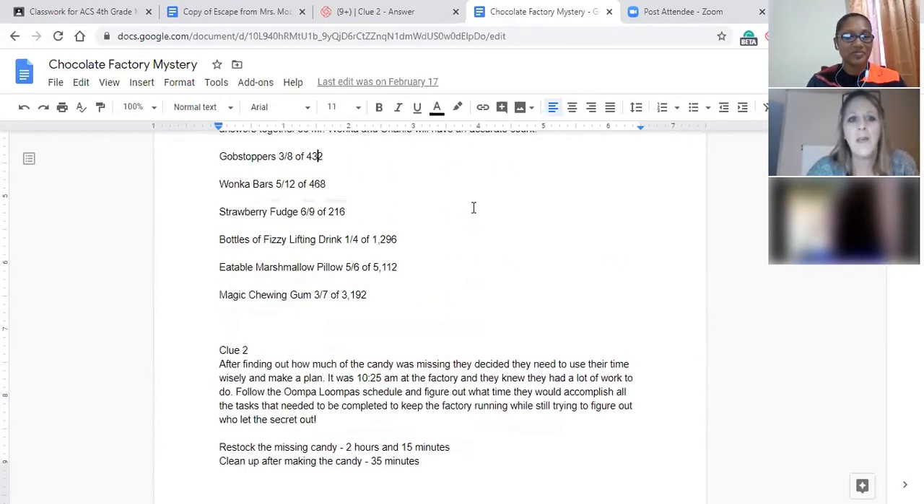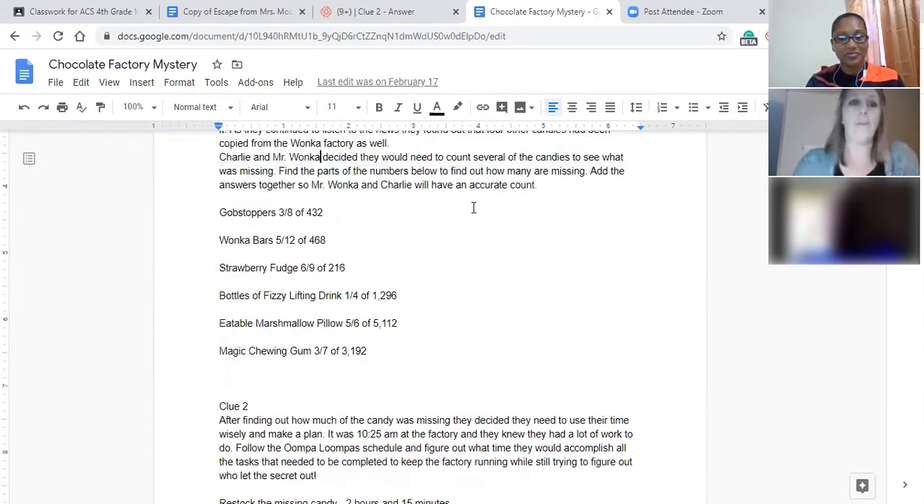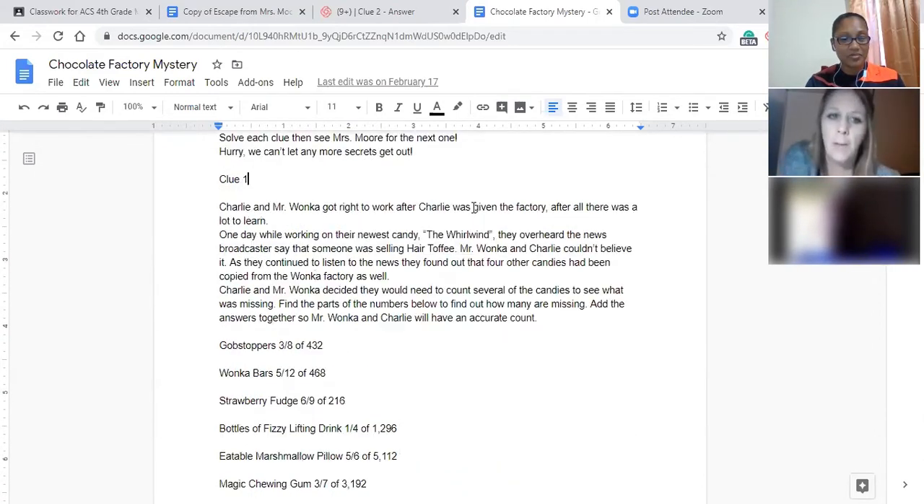Right, okay. So clue 1. They would read: Charlie and Mr. Wonka got right back to work after Charlie was given the factory. After all, there was a lot to learn. One day, while working on their newest candy, the Whirlwind, they overheard the news broadcaster say someone was selling hair toffee. Mr. Wonka and Charlie couldn't believe it. As they continued to listen to the news, they found out that 4 other candies had been copied from the Wonka factory as well. Charlie and Mr. Wonka decided that they would need to count several of the candies to see what was missing.